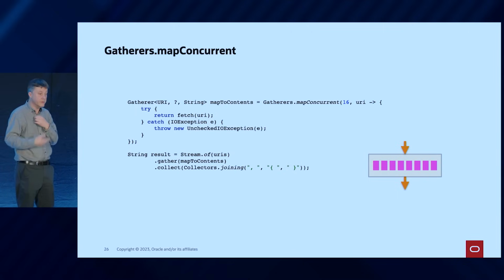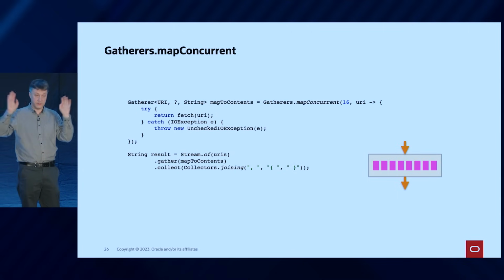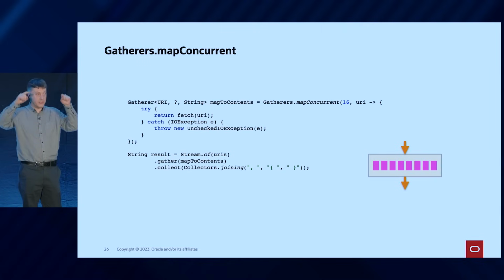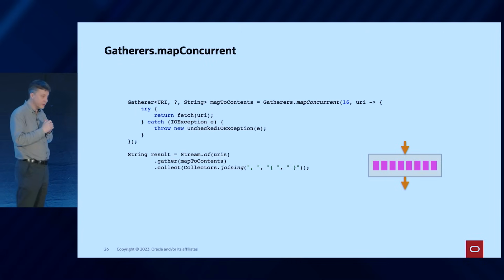I'm using it in a stream here by taking a stream of URIs. I guess that could be an array of URIs. I'm going through my gather operation, which does the concurrent mapping of those to their content, and then I'm going to aggregate the results. What's interesting is that if you squint, you can see there's some structured concurrency going on here. The main task splits into many subtasks that are doing this mapping and fetching, and then it comes together at the end without leaving any threads behind.